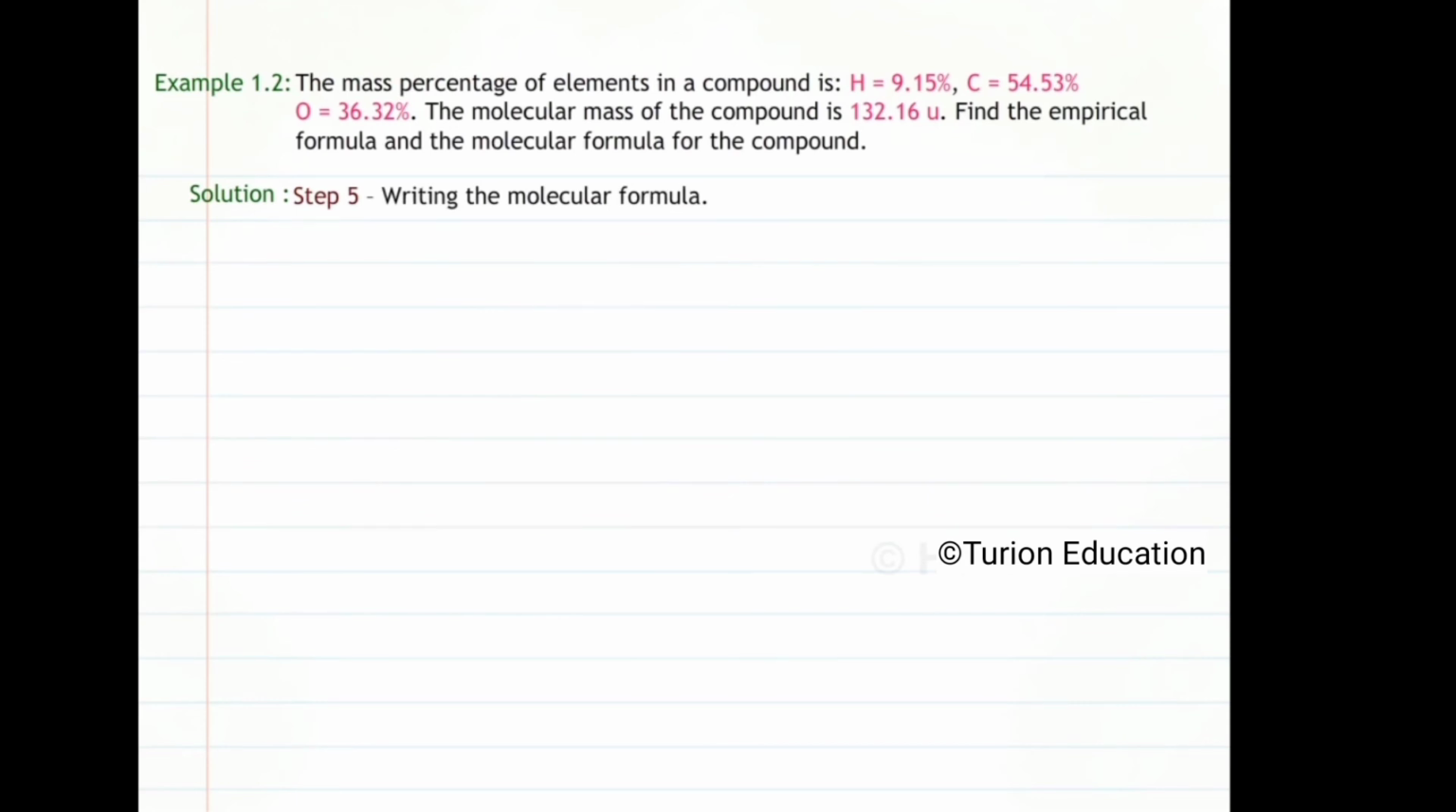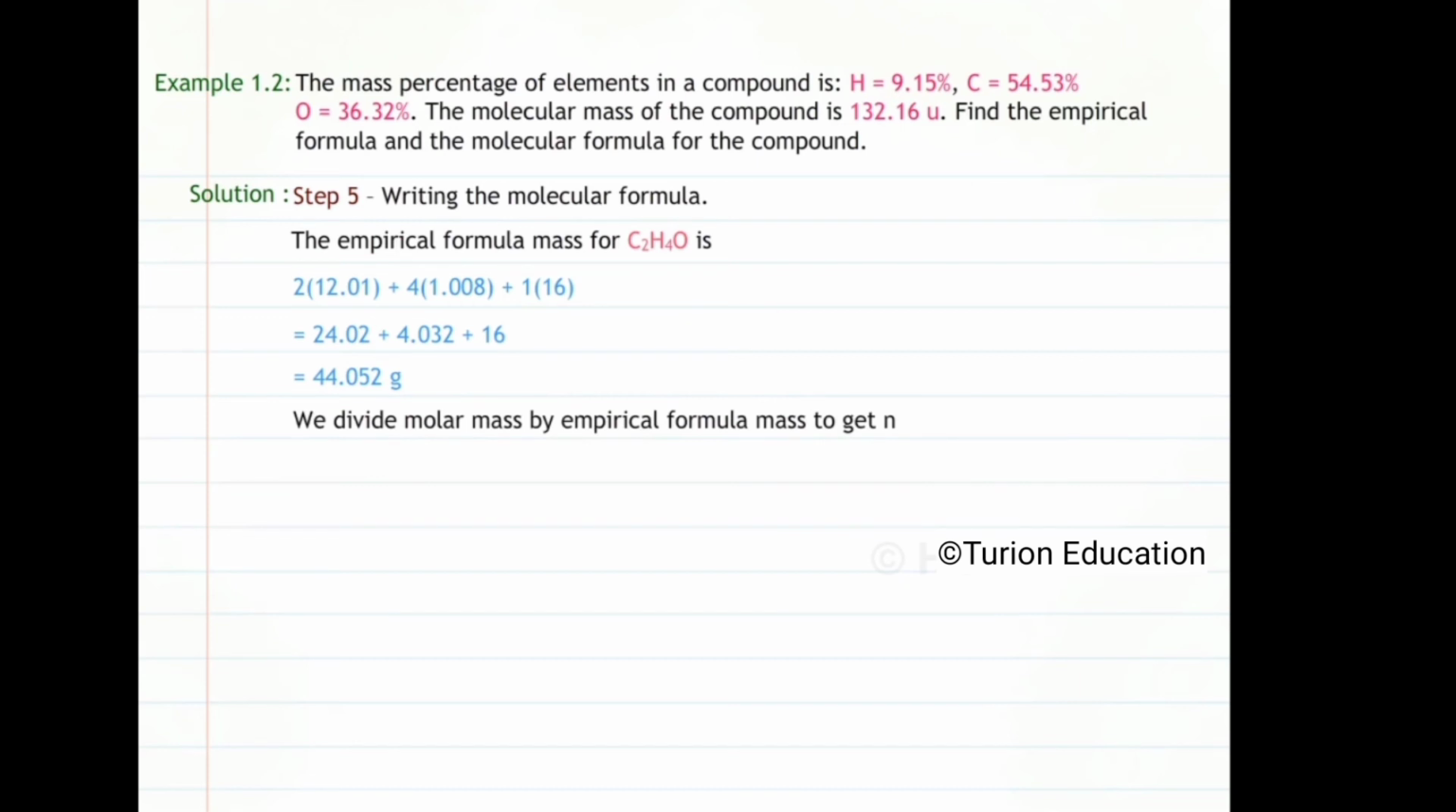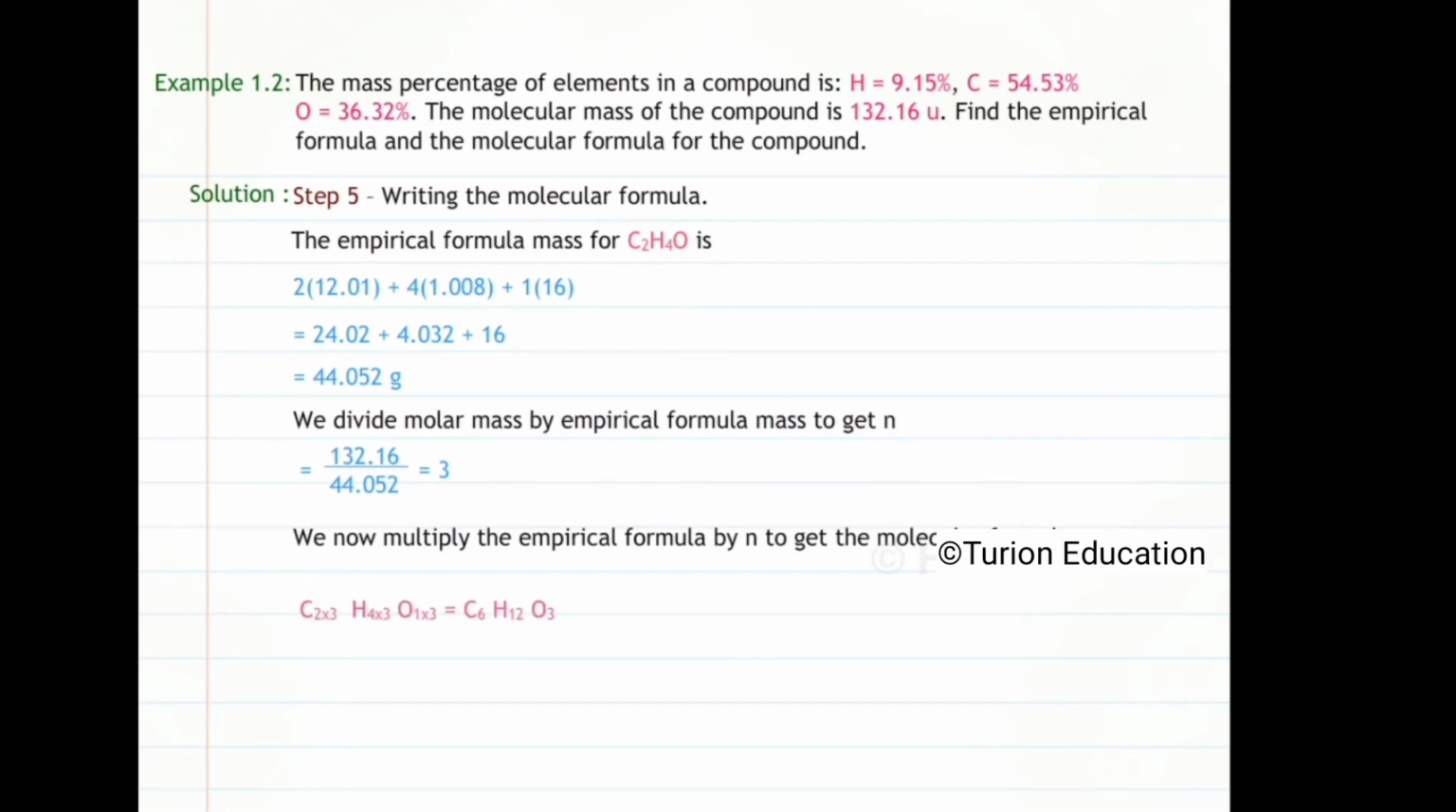Step 5. Writing the molecular formula. The empirical formula mass for C2H4O is 2 into 12.01 plus 4 into 1.008 plus 1 into 16 equals 24.02 plus 4.032 plus 16 equals 44.052 grams. We divide molar mass by empirical formula mass to get n equals 132.16 by 44.052 equals 3. We now multiply the empirical formula by n to get the molecular formula as C2 into 3, H4 into 3, O1 into 3 equals C6H12O3.